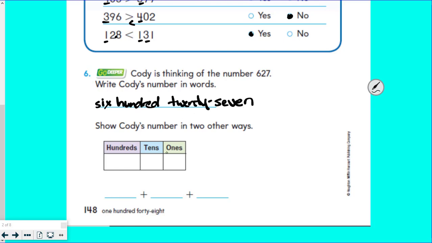And then show Cody's number in two other ways. So there's 6 hundreds, there are 2 tens, and there are 7 ones. So the value of the 6 is 600. The value of the 2 is 20. And the value of the 7, because it's in the ones place, is 7. Next page.